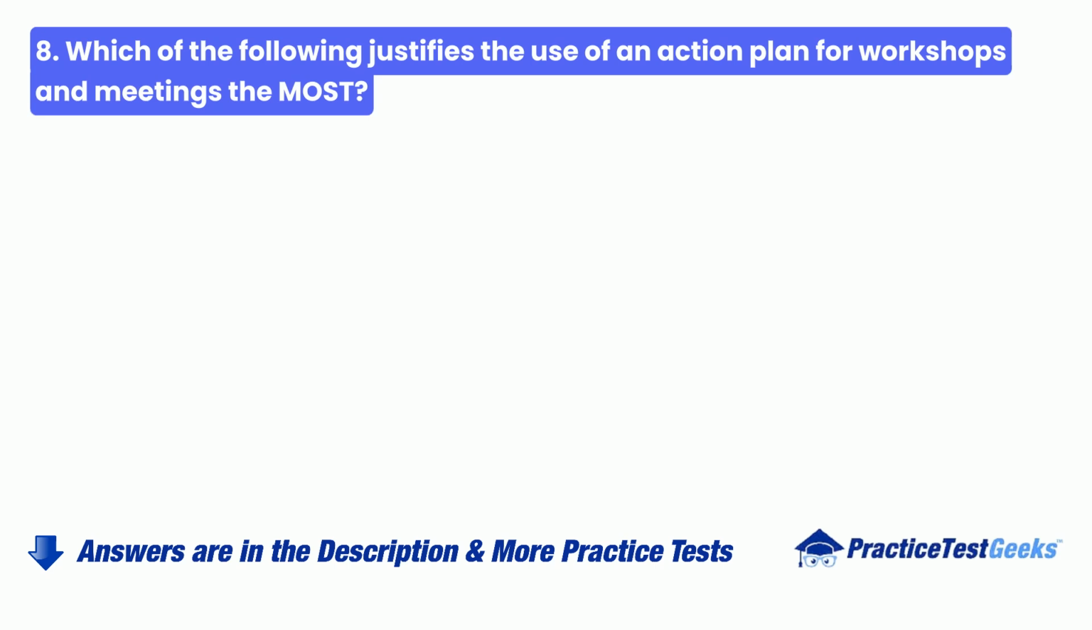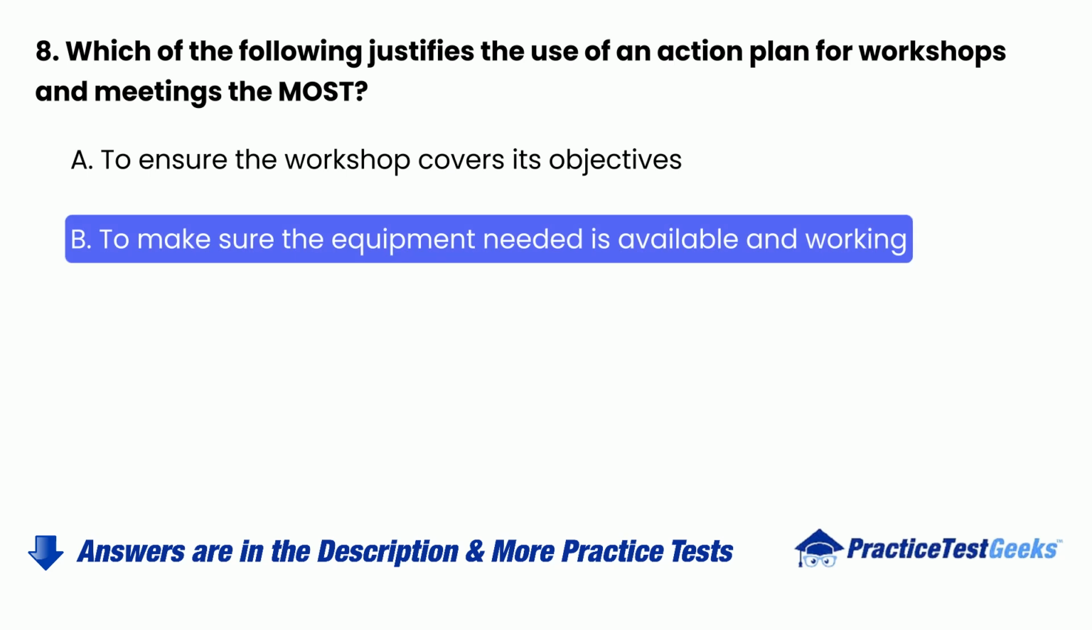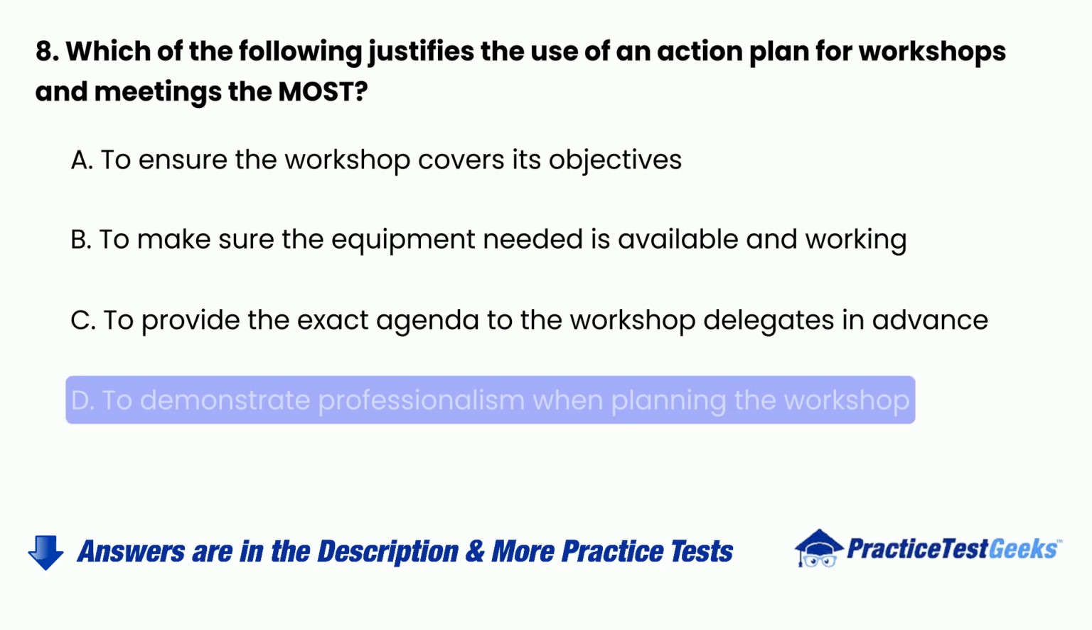Eight. Which of the following justifies the use of an action plan for workshops and meetings the most? A. To ensure the workshop covers its objectives. B. To make sure the equipment needed is available and working. C. To provide the exact agenda to the workshop delegates in advance. D. To demonstrate professionalism when planning the workshop.